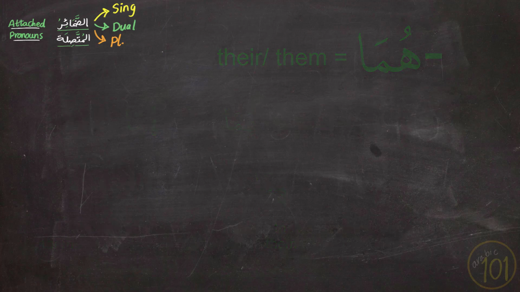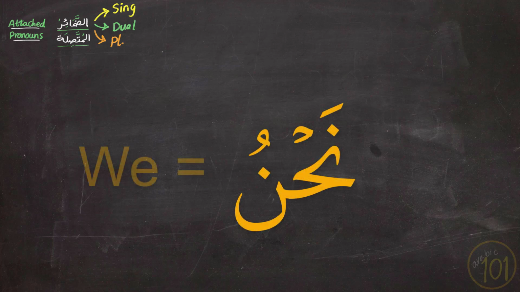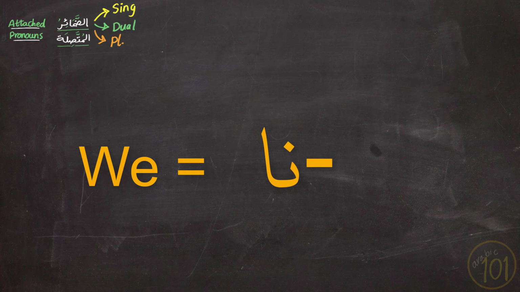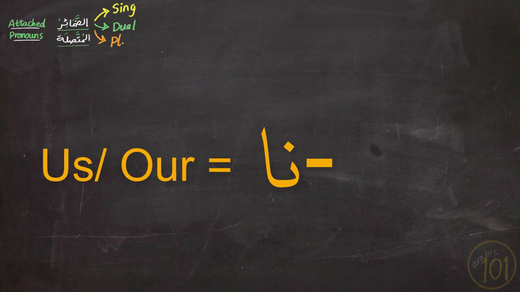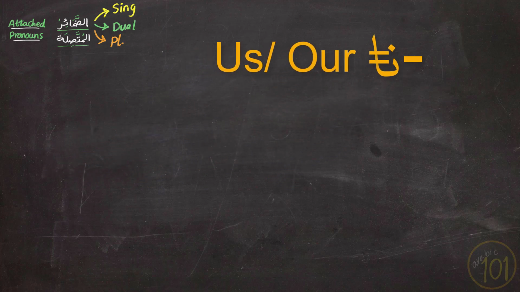Now moving on to the plural attached pronouns. Last time we learned that nahnu means we, and the attached version of nahnu in Arabic is the suffix na, and the suffix na at the end of words would then mean us or our, which we can see in these examples.